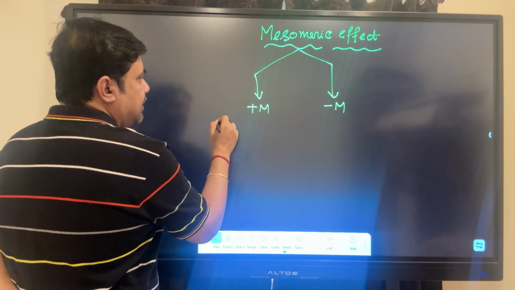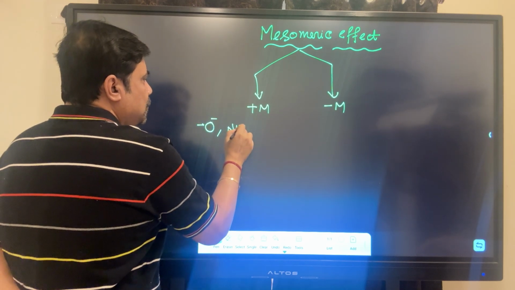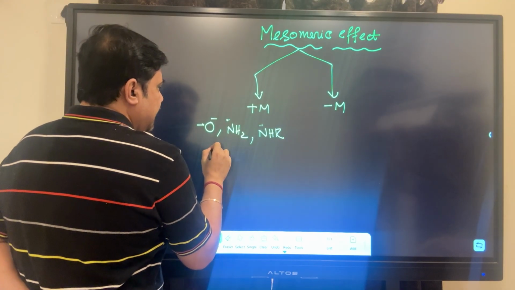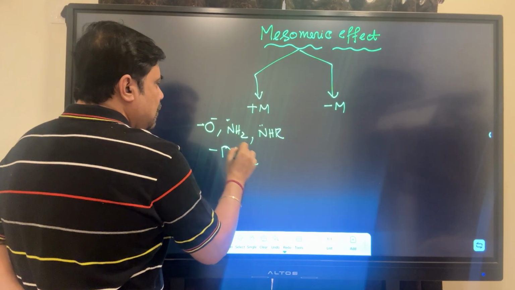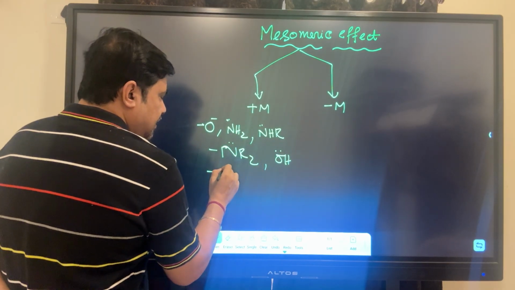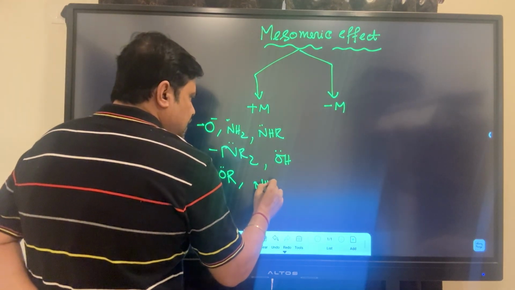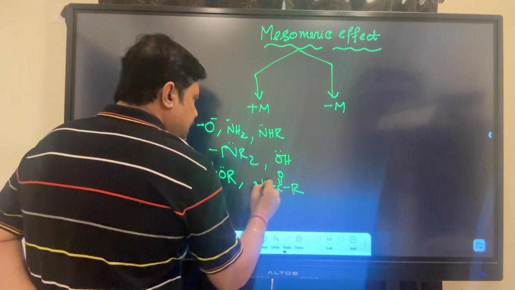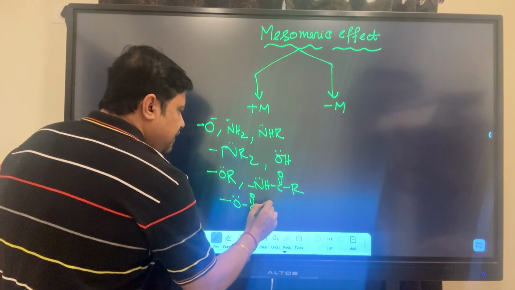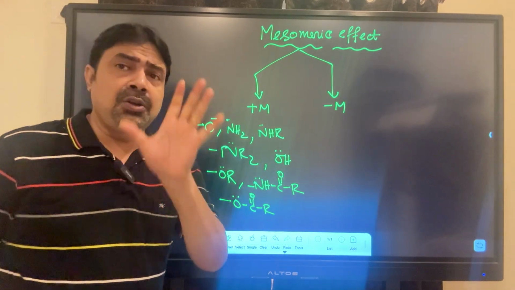Now, which groups show plus M? There are certain groups like O minus, NH2, where a lone pair is there, NHR, NR2, OH, OR, where there is a lone pair on the oxygen, NHCOR, where there is a lone pair on nitrogen, and OCOR, where the lone pair of oxygen can also give electrons to the main structure via delocalization.